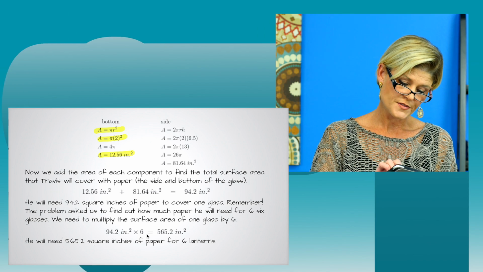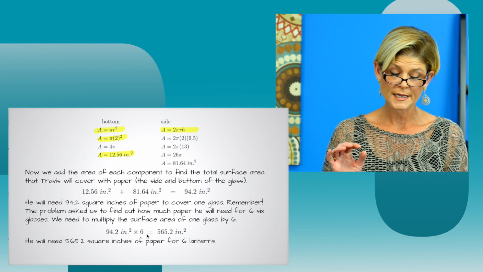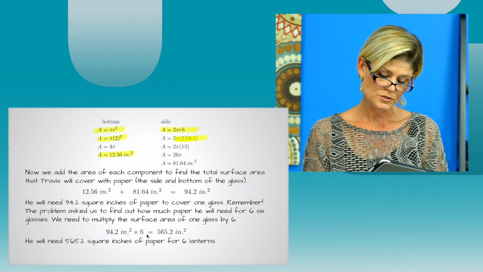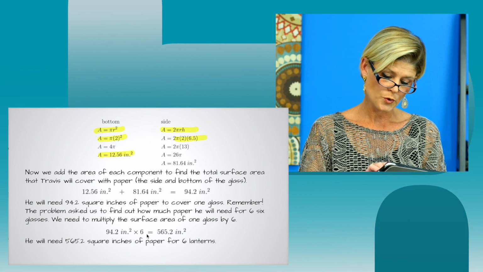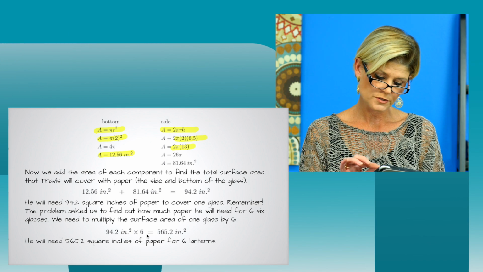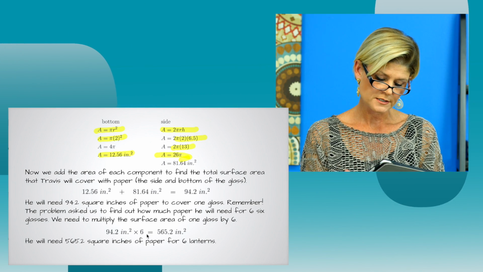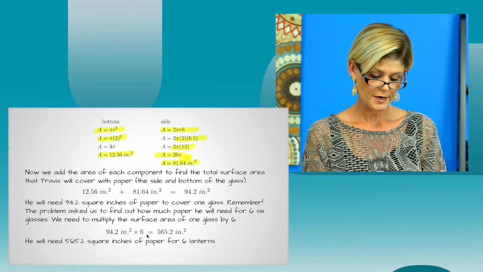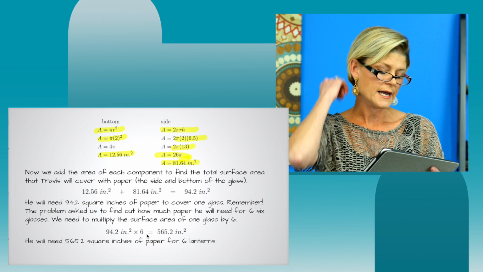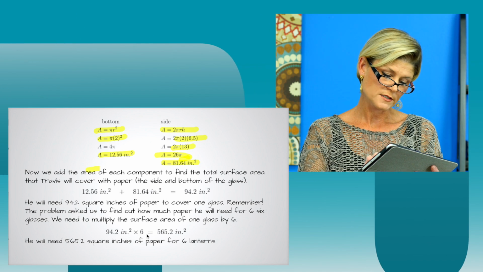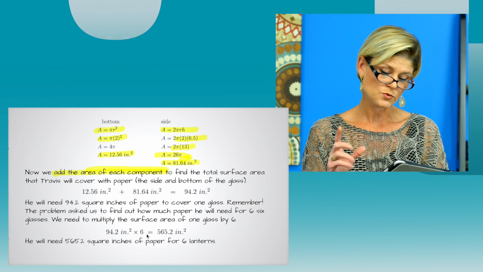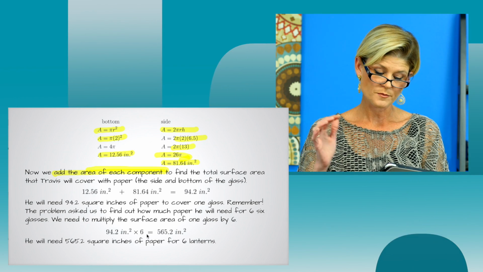Now the area of the side will be 2 times pi times the radius times the height, or 2 pi times 2 times 6.5. 2 times 6.5 is 13, so 2 pi times 13. So the area is 26 pi, or the area will be 81.64 square inches. So now we add the area of each component. That's important. Add the area of each component to find the total surface area that Travis will cover with paper, the side and the bottom of the glass.